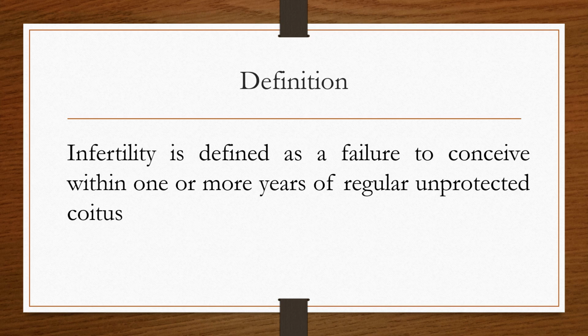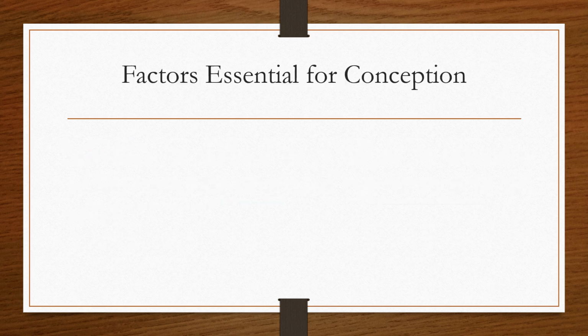Definition of infertility. Infertility is defined as a failure to conceive within 1 or more years of regular unprotected coitus. Factors essential for conception. From our previous knowledge of fertilization and male and female reproductive tract, we know what the factors essential for conception are.